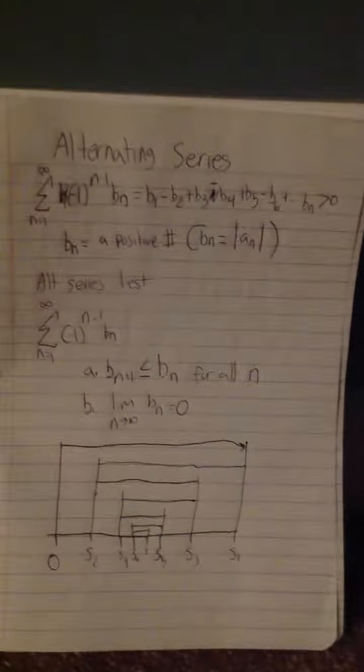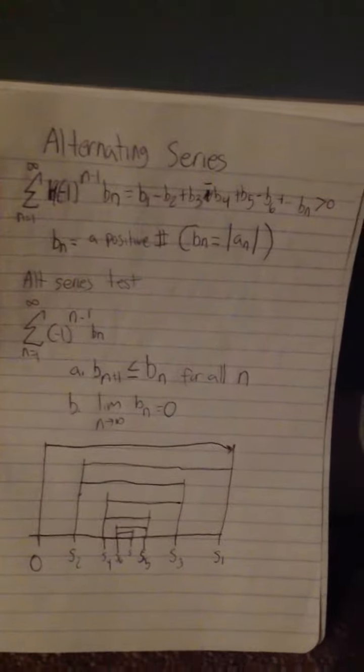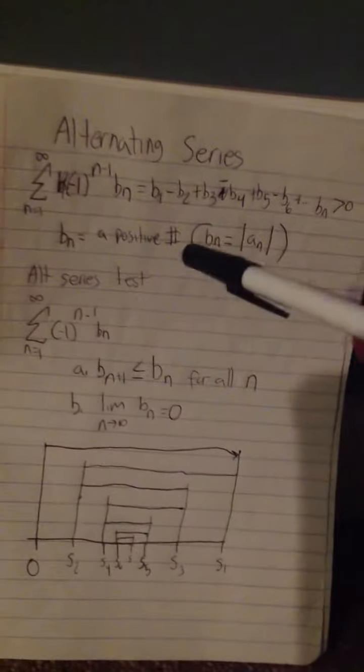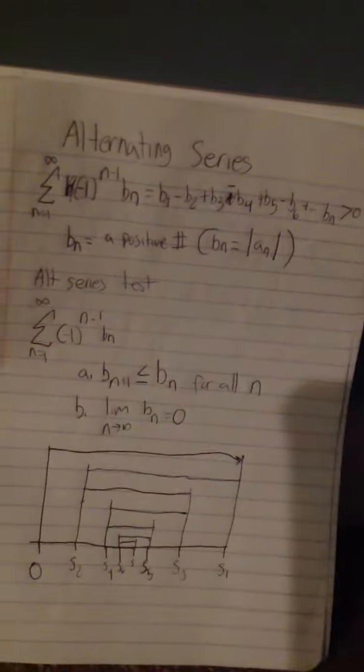Hi. Today we will be discussing the alternating series. The alternating series is a series of numbers with alternating positive and negative terms, with a bn which is greater than 0. The bn is a positive number, which is actually the absolute value of an.